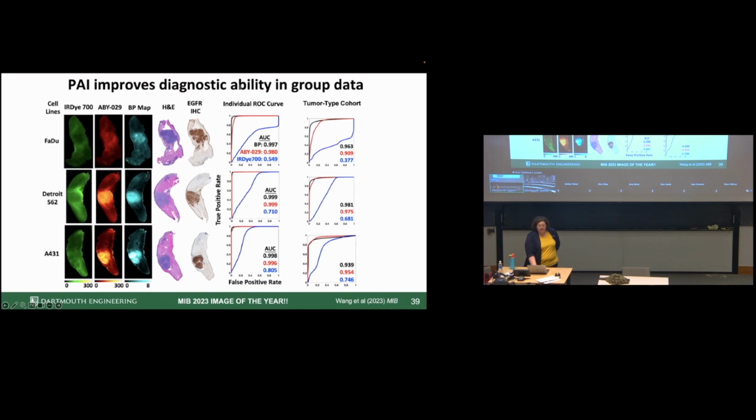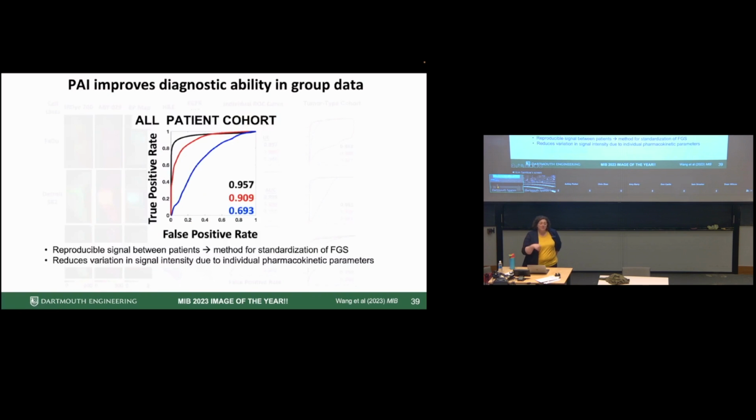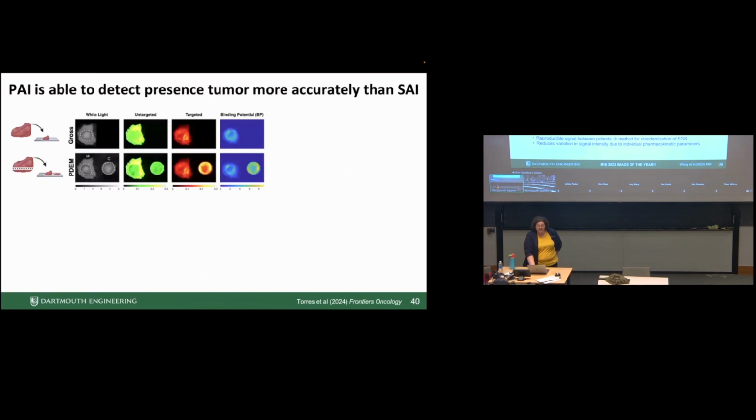So this is from a single mouse. Each one of these is an ROC curve from a single mouse. When we move to tumor type cohort, you can see that paired agent imaging is doing even better now than single agent imaging. And when we group all the tumors together, paired agent imaging actually does much better than single agent imaging, which shows that it provides a standardized value across patients to determine tissue instead of just intensity values.